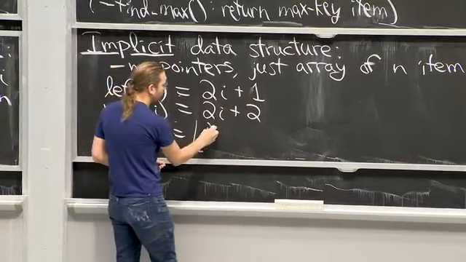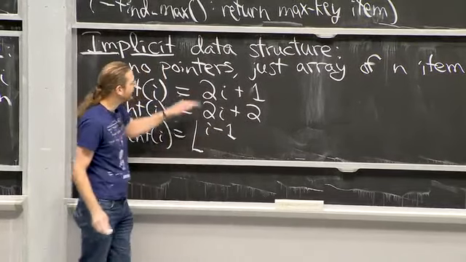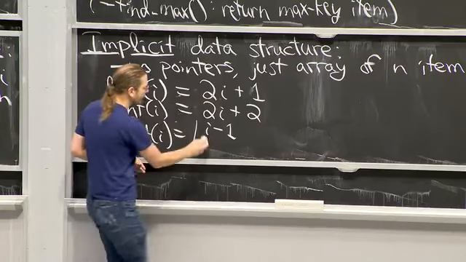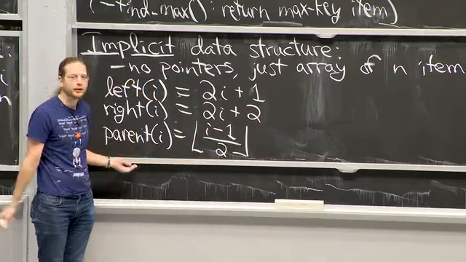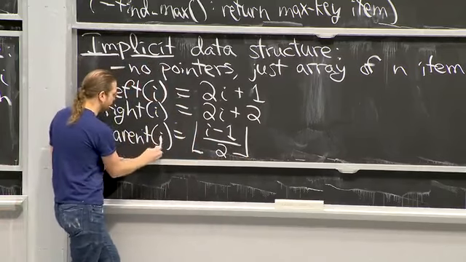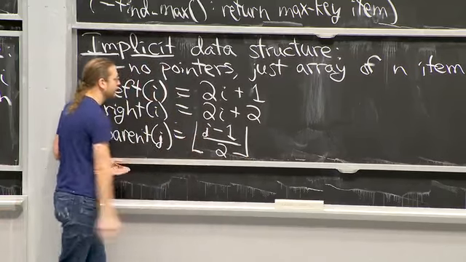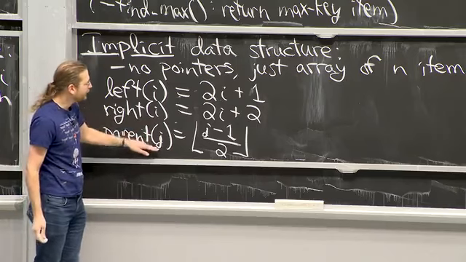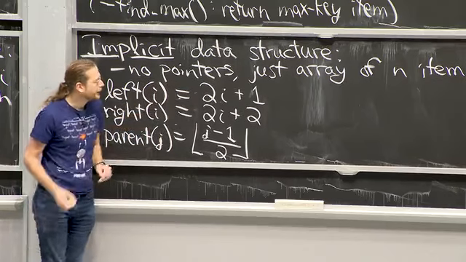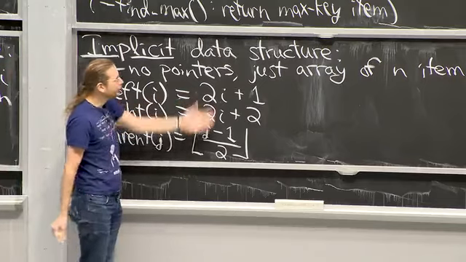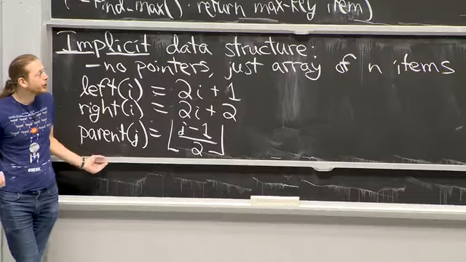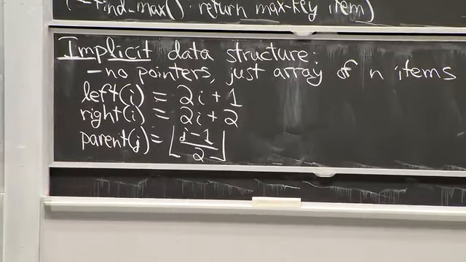If I subtract 1 from j, then I either get 2i or 2i plus 1. And then if I take an integer division by 2, I get the original i. Sorry, maybe I'll call this j to be clearer. So j is the left or right child. Then I can reconstruct i, which was the parent. This is a constant number of arithmetic operations, so I don't have to store left and right pointers. I can just compute them whenever I need them.